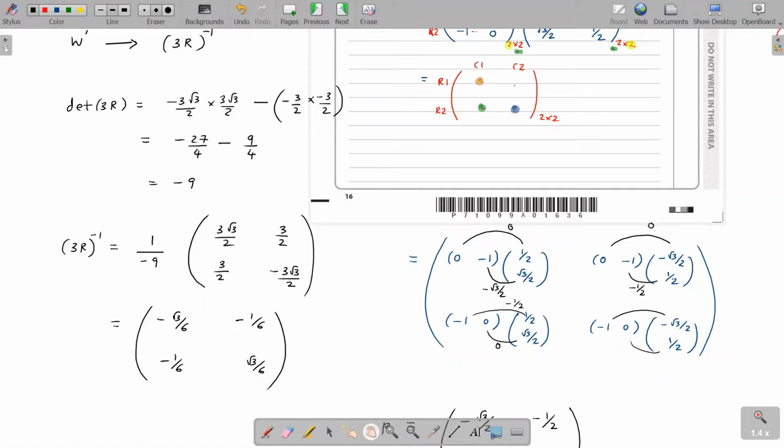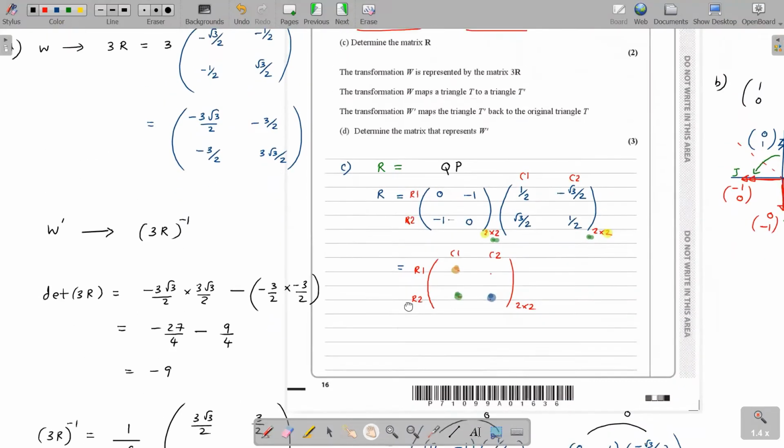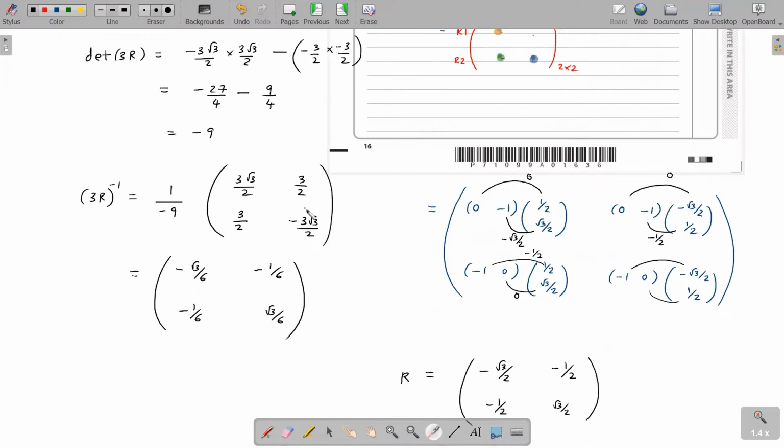Okay, so I think they want the simplest form. Determine the matrix. Yeah, you could keep your answer in this form, but I think it is better to keep your answer in the simplest form.